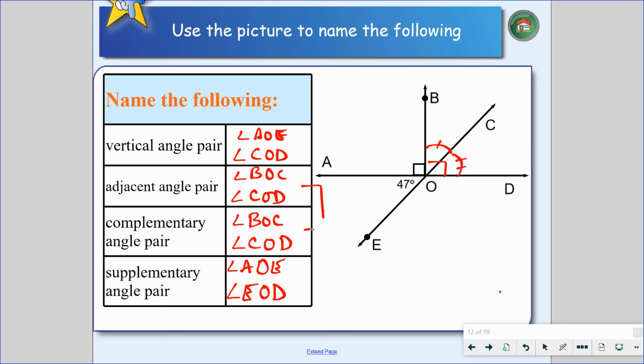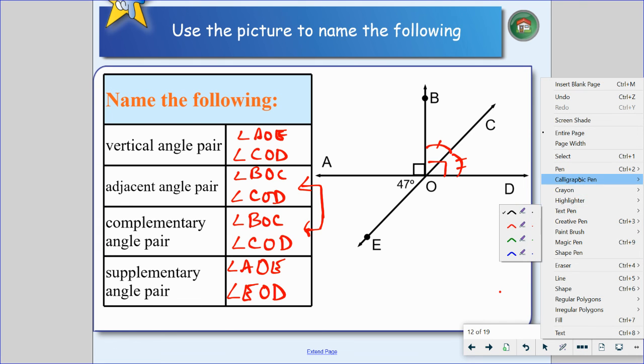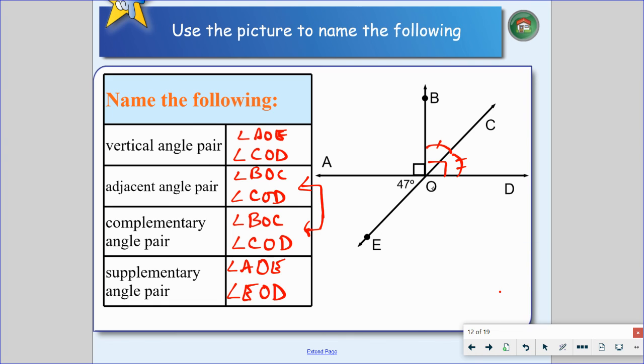I didn't mean to use the same pair of angles for those two. It just kind of happened that way. And again, just to reemphasize that fact that yes, two angles can be adjacent and complementary, or two angles can be adjacent and supplementary, because if you add them up, they would have a measurement of 180 degrees and make a straight angle.